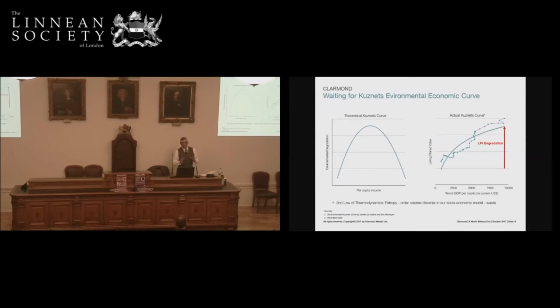Most environmentalists throw up this curve. It's called the Kuznets curve, and this is made by the same guy that made GDP. And the Kuznets curve, which is on the left, says as you get richer, first you destroy the environment, and then you reach a point of being very rich that you start saving the environment. And he wrote this in the mid-1960s.